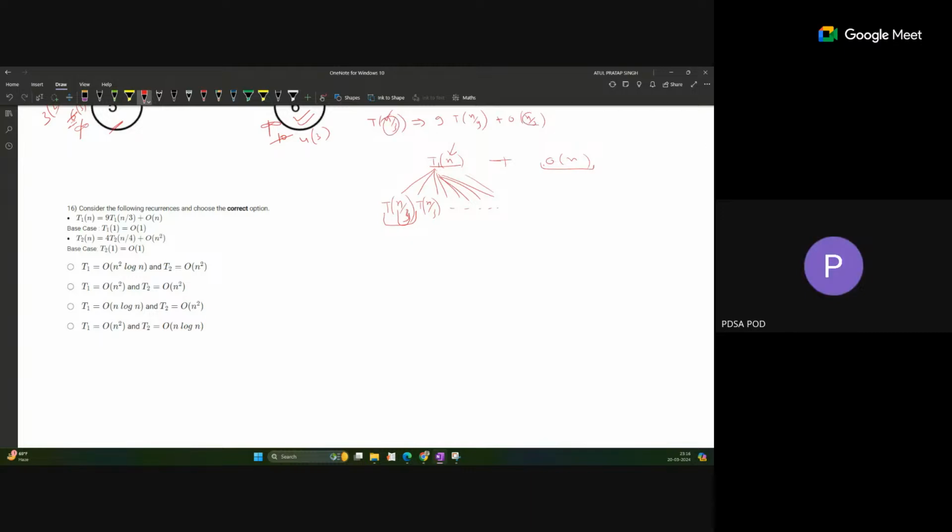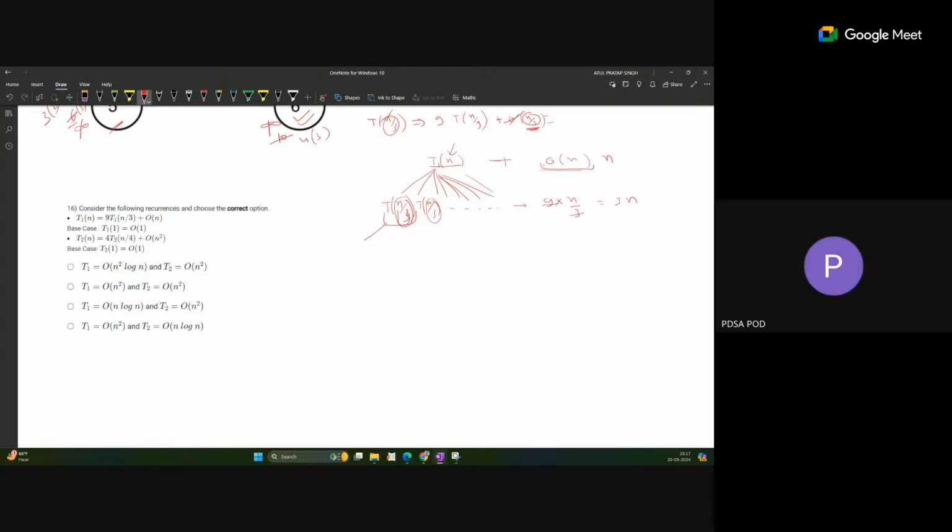The same value we are writing here. We can also ignore the big O and write the number of steps, n/3. So all 9 will take n/3. We can write the total work at this level is 9 into n/3, correct? At the previous level this was n, but this time it is 9 by 3, so total 3 into 3n.